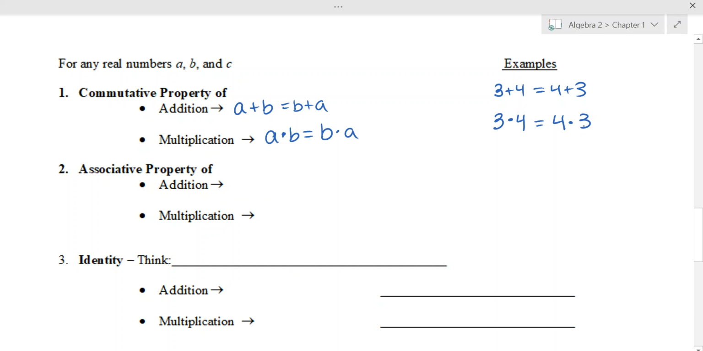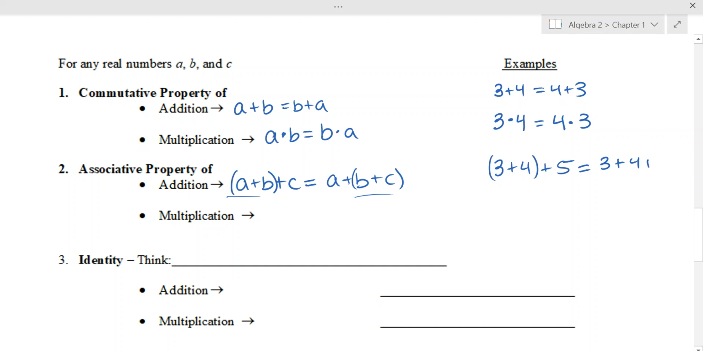The associative property of addition has to do with grouping. So I'm going to say A plus B plus C. And if we group the A plus B together, that does not change the outcome if we group these together. So if we associate, associative property, A plus B in the first one and B plus C in the second one, it does not change a thing. So I'm going to say 3 plus 4 plus 5. We group the first two terms. It does not change the outcome if we group the last two.